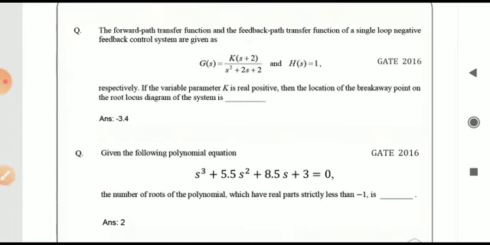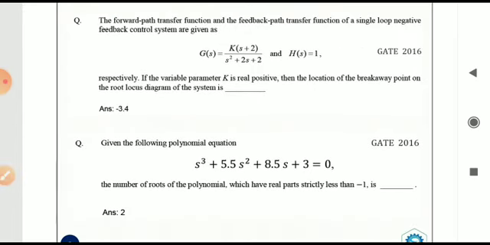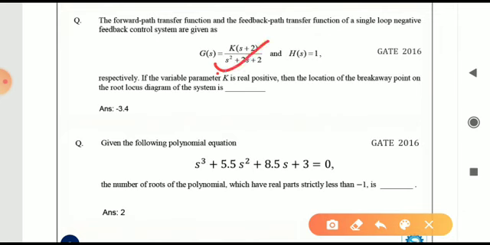Okay, now coming to the next question. The forward path transfer function and the feedback path transfer function of a single loop negative feedback control system are given as G(s) = K(s + 2) / (s² + 2s + 2) and H(s) = 1. Here G(s) is the forward path transfer function and H(s) is the feedback path transfer function. Now it is in connection with the breakaway point and root locus again.